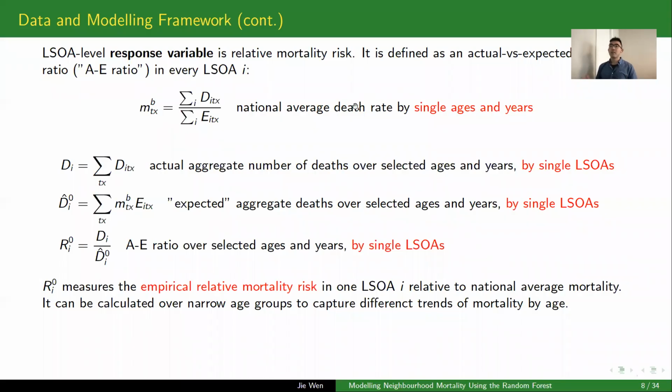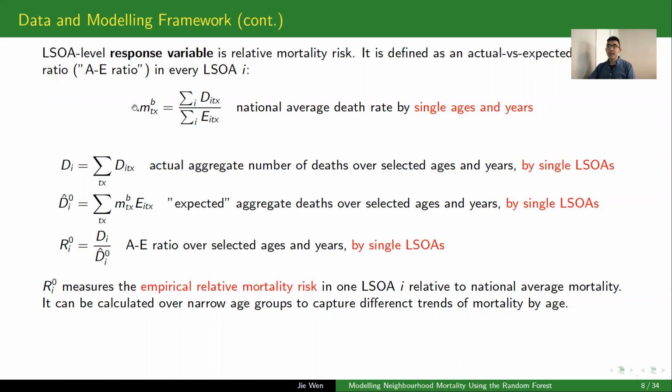After the predictive variables, let's look at the response variable. As I have discussed earlier, the response variable is the relative mortality risk, which is defined as the actual versus expected death ratio, in short the AE ratio, in every single RSOA. The calculation is pretty straightforward. First, we calculate the national average death rate by single ages and years, x and t. That's an aggregation over all of the RSOAs within England.